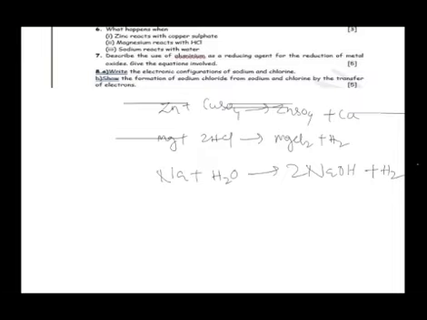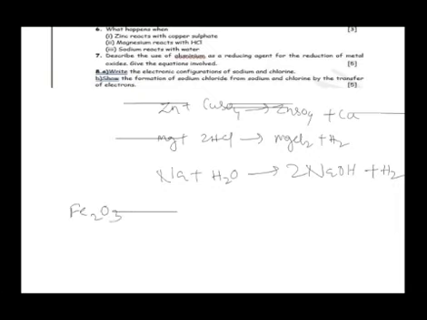Now describe the use of aluminium as a reducing agent. Basically, aluminium will give off its electron to the oxygen. Sorry, it will act as a strong reducing agent. What is the reaction involved?